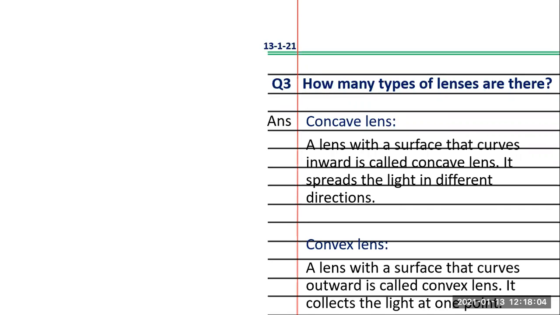It collects the light at one point. The I of it should be capital. It collects the light at one point.